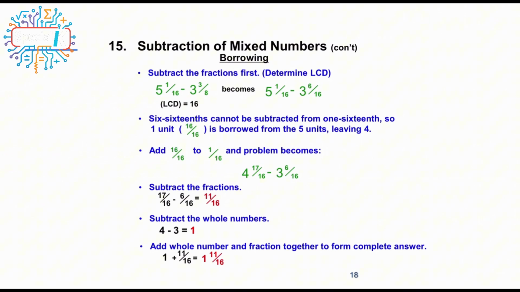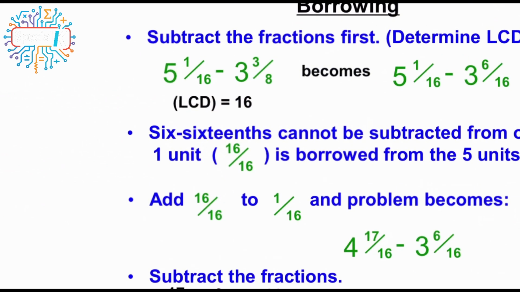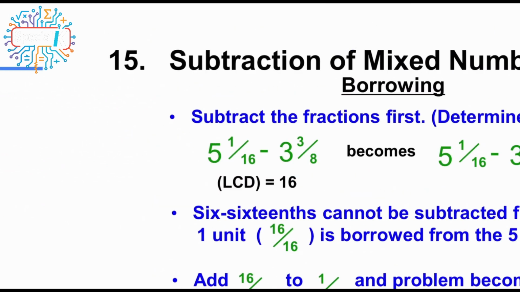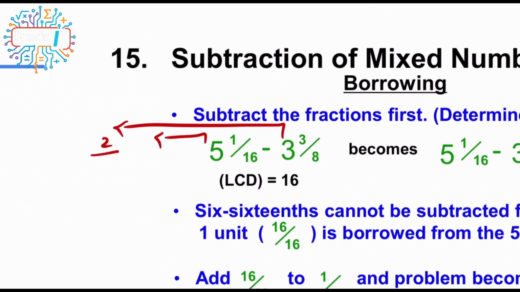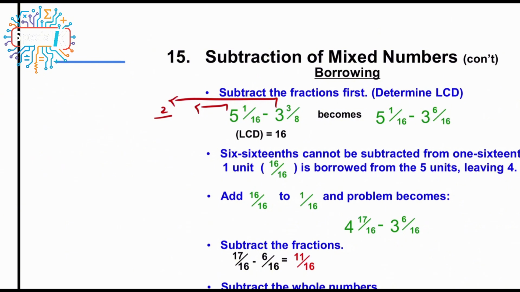So what about, again, the borrowing method? What does that mean at this point? When you look at the whole thing right now, that 5 and 1 over 16 subtracted by 5 and 3 over 8, it's not that simple anymore. Why is that? Because when I'm doing this subtraction, 5 by 3, obviously it's 2, it's simple. What is the problem? 1 over 16 subtracted by 3 over 8.